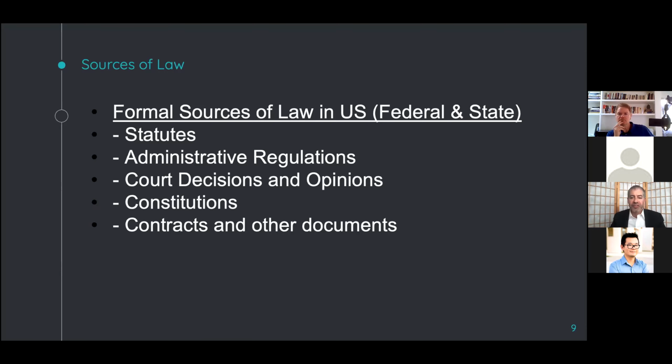Most obviously, the things that look most like laws are statutes, which are passed by state or federal legislatures. These are what most people informally refer to as the law, what's behind your speed limit.